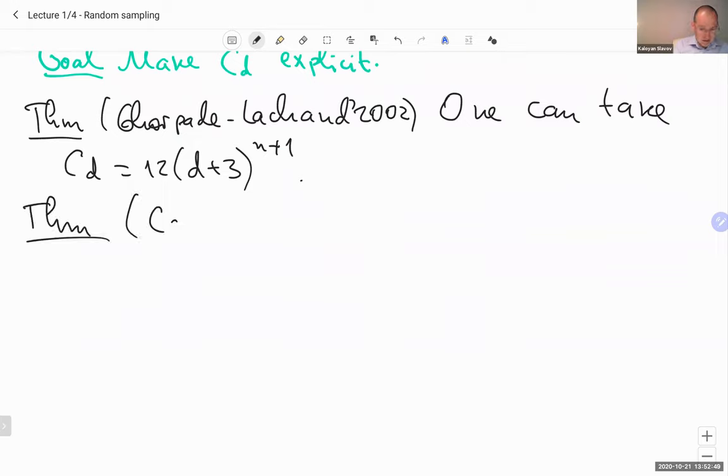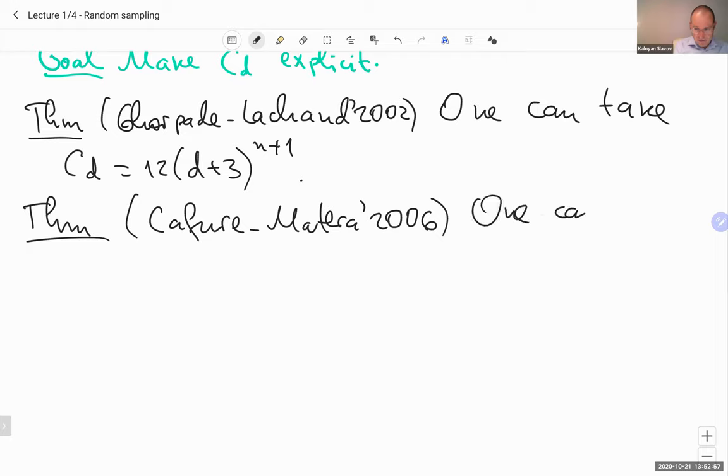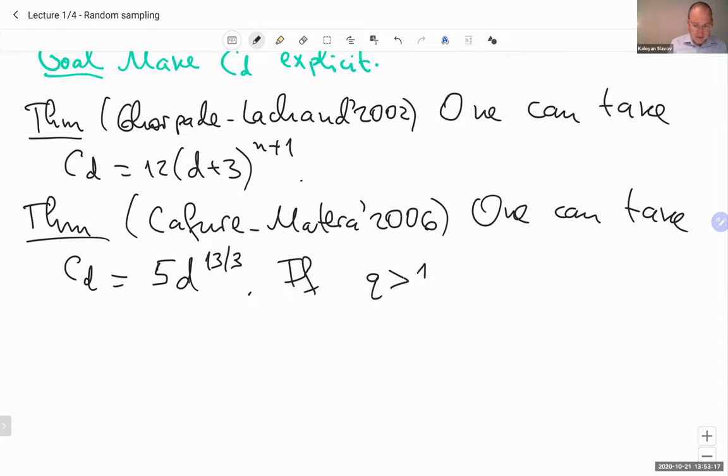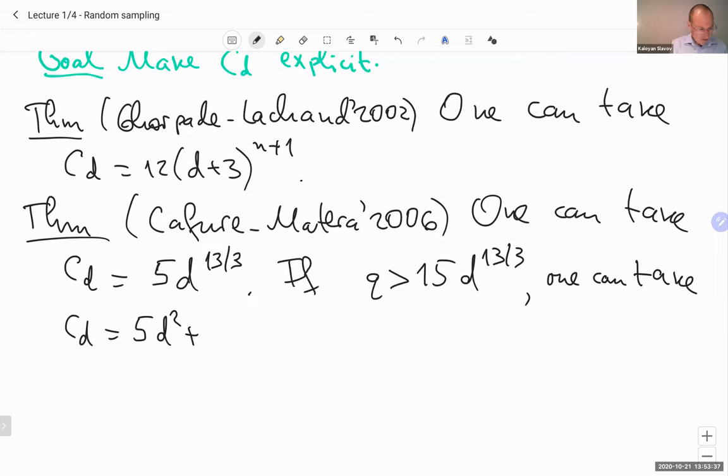The next bound is Cafure and Matera, 2006. One can take CD to be 5 D to the 13 over 3. That's a big improvement when n is large. D to the little more than fourth power. If Q is bigger than 15 D to the 13 over 3, and remember that for us, we're really interested in the case when Q is large. This is the regime that we're focusing on. If Q is very large, one can take CD to be quadratic, 5 D squared plus D plus 1. So for large Q, one can take CD to be quadratic.